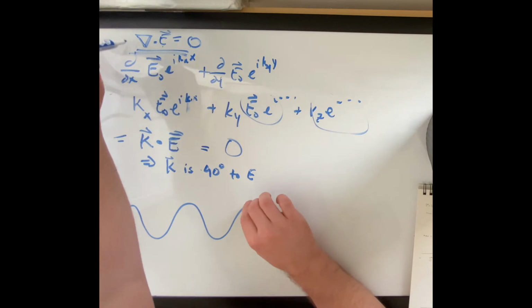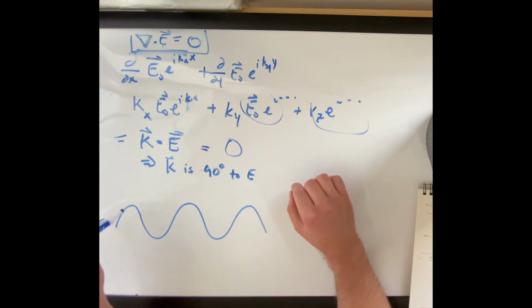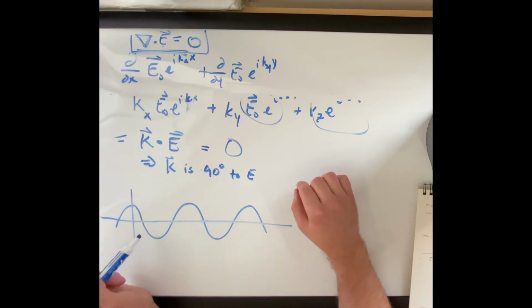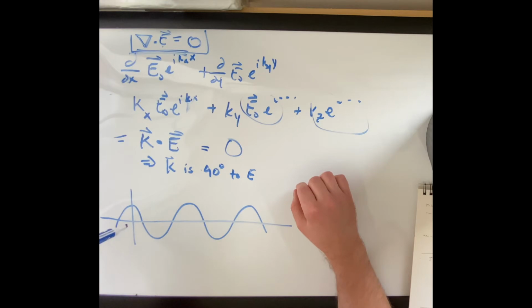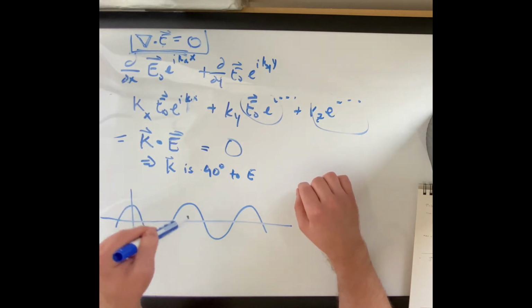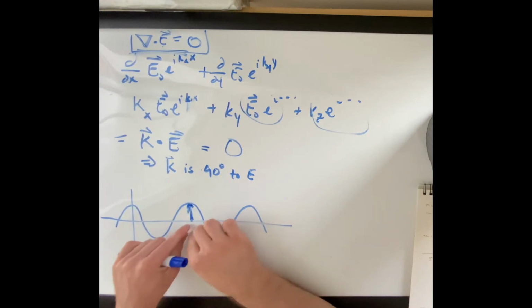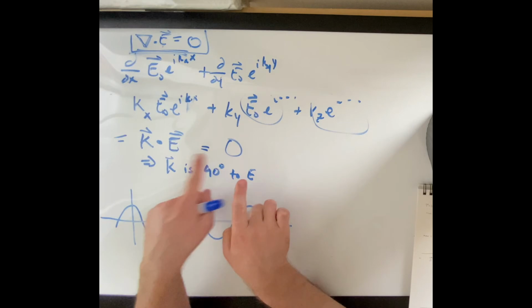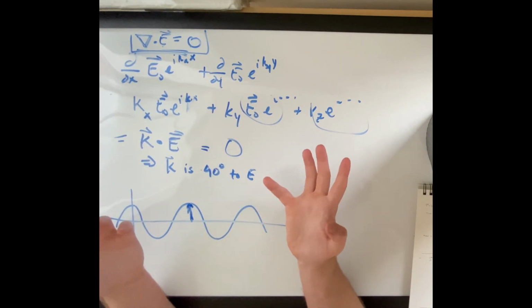But I'm just trying to say why the divergence of an electric field being 0 means that it must be moving perpendicular to the way it's actually oscillating. Because if it was oscillating up and down, meaning at this point it's going up, and if it was moving upward, it would indicate that there must be a source down here that's pushing it upward. Does that kind of make sense?